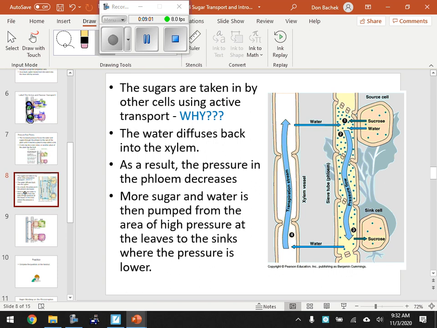The water diffuses back into the xylem, and as a result, the pressure in the phloem decreases. More sugar and water is then pumped from the area of high pressure at the leaves to the sinks, where the pressure is lower.